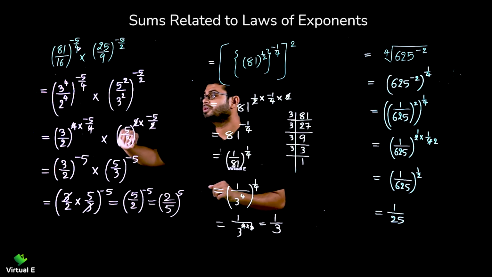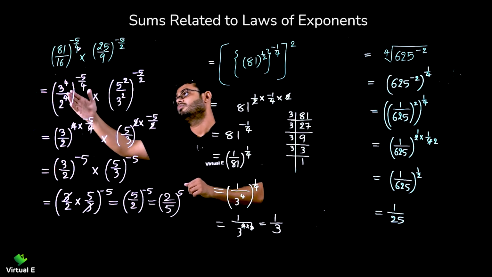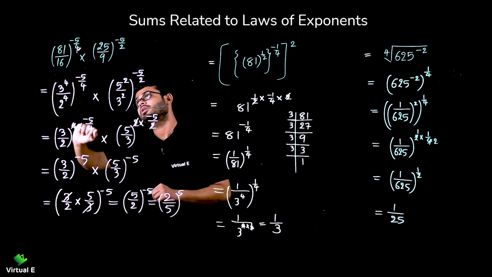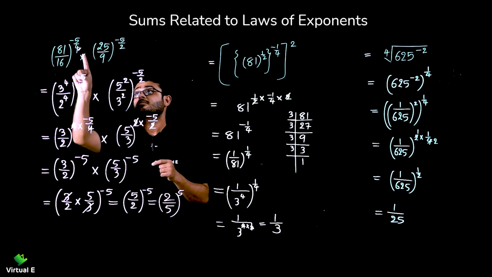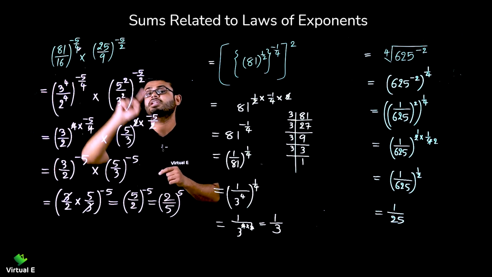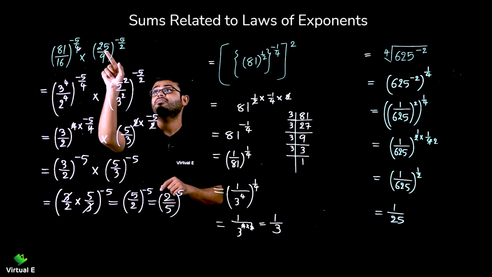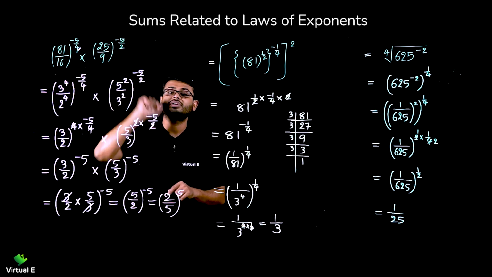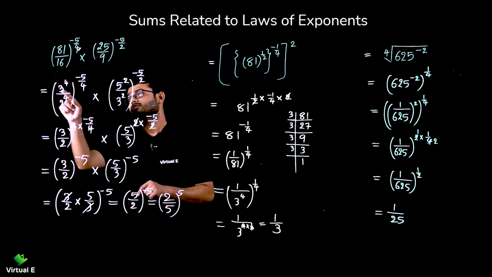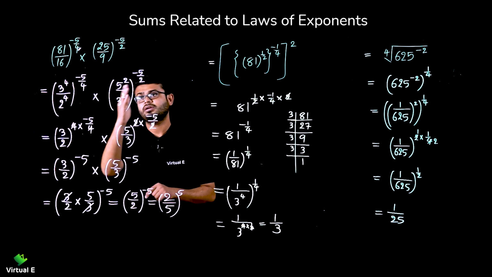Specifically, this was something new so far. So what we did, 81 is 3 raised to 4. How do we get the idea about 4? Because in the power, 4 is in the denominator. Here we get the idea of the square root, because in the power, 2 is in the denominator. So 3 raised to 4, 2 raised to 4, here square.